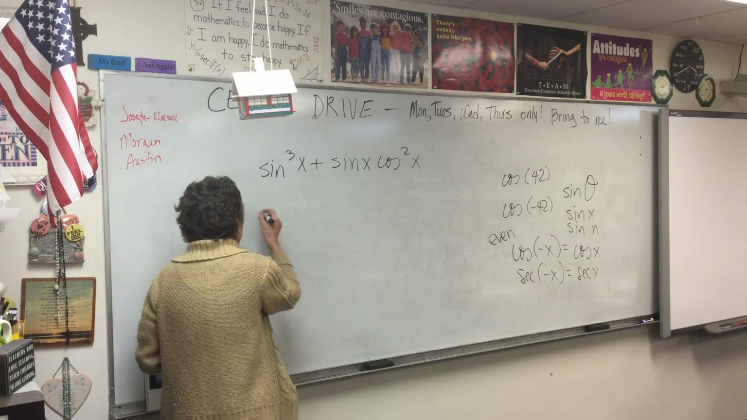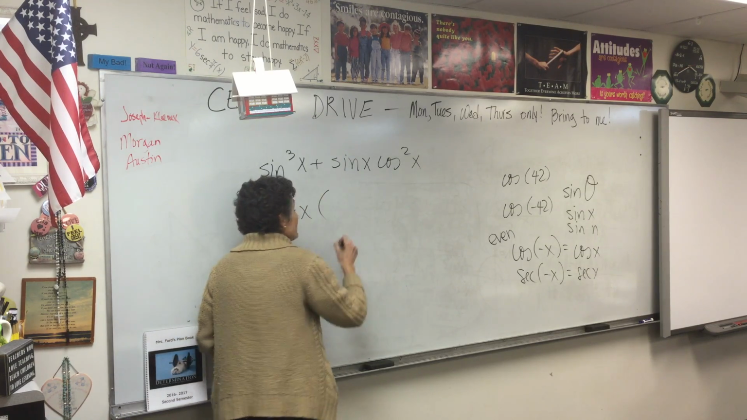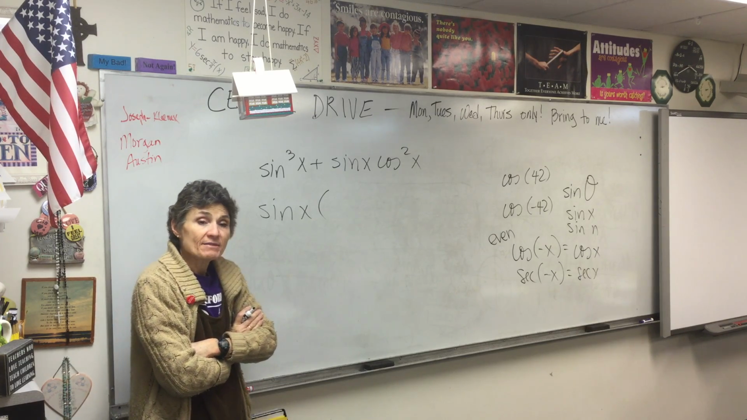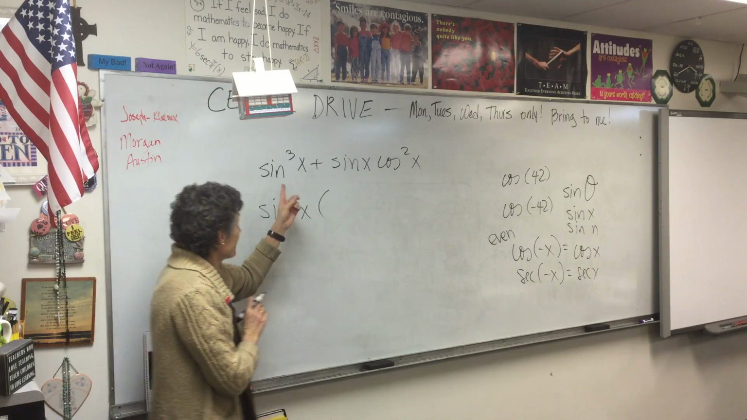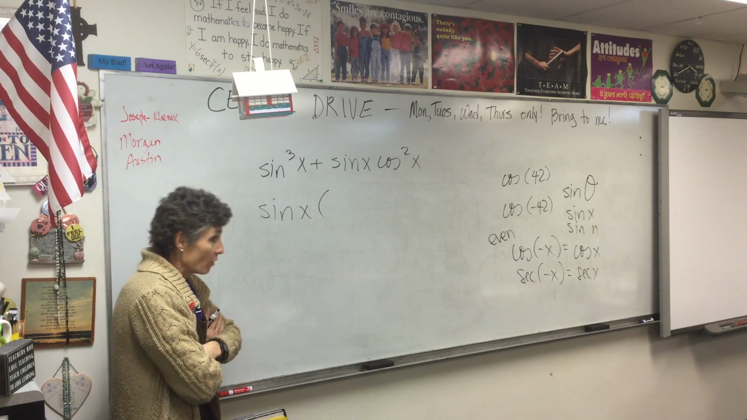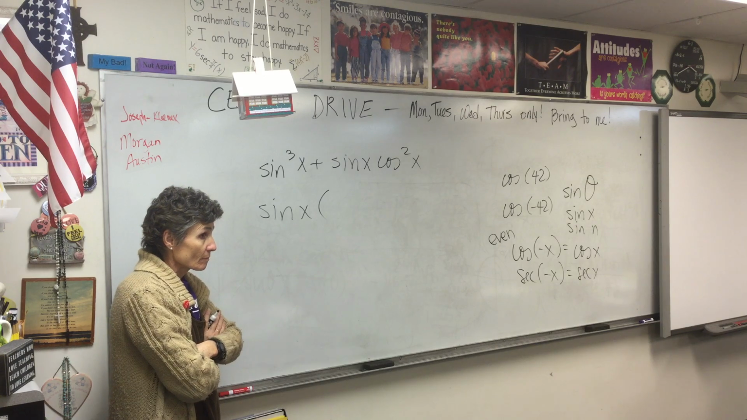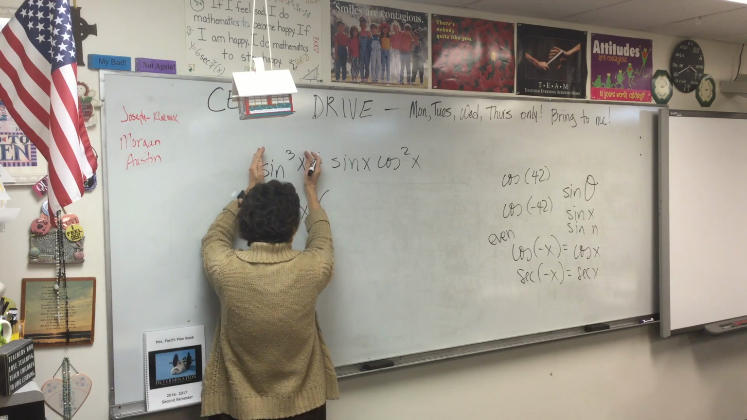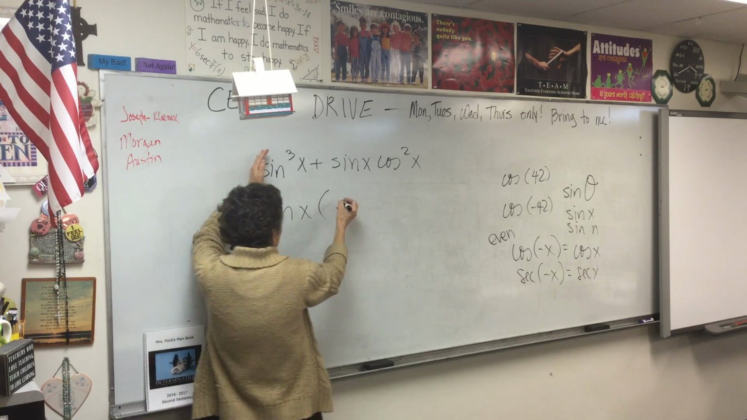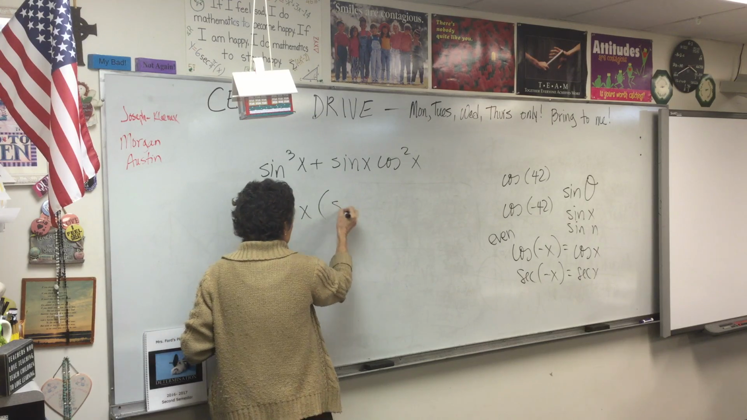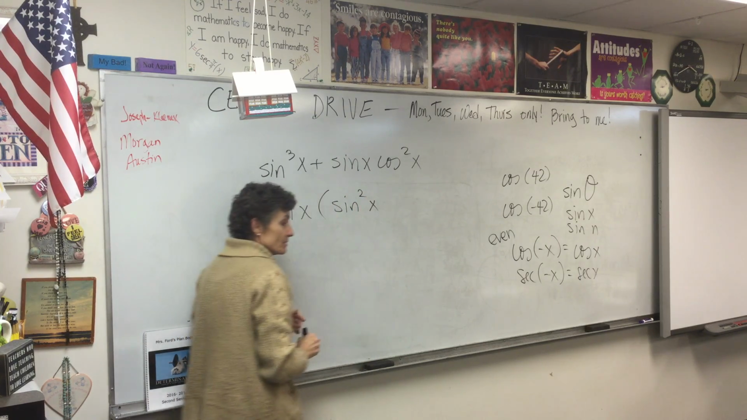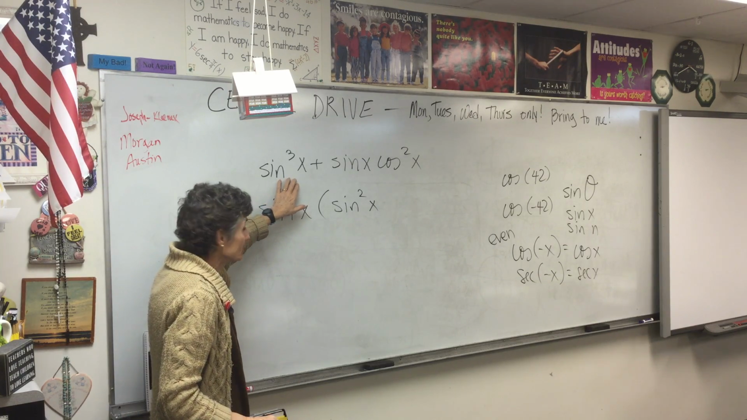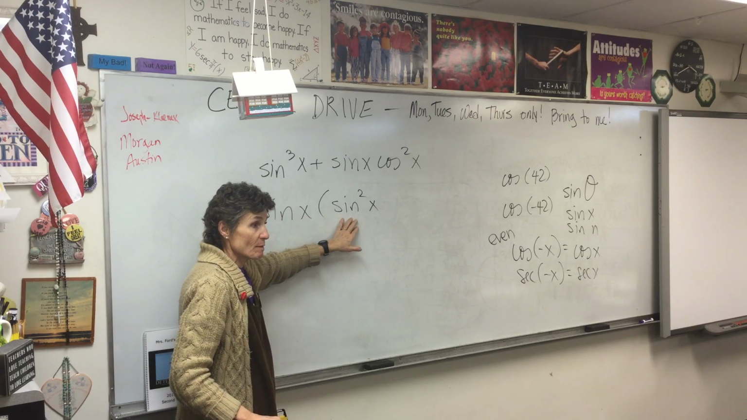So I'm going to take out a sine. I'm going to factor this problem. All right, so I'm going to pull out the common factor. You already told me they both have a sine in them, so I'm going to pull that out. Okay? Now, I have 3 sines here. If I take one of them out, how many will I have left? So I have sine squared left. There were 3 of them here, I took out 1, that leaves me with 2.